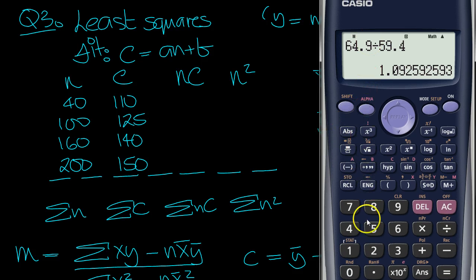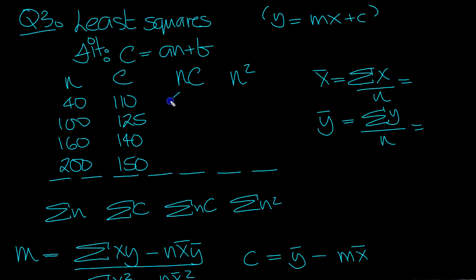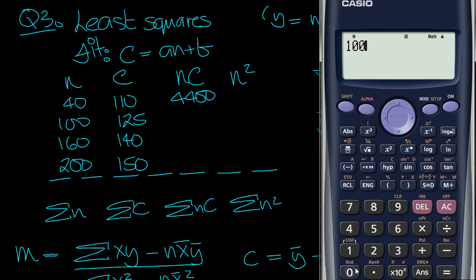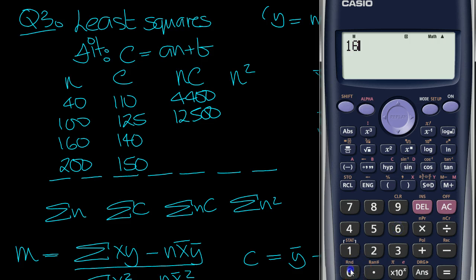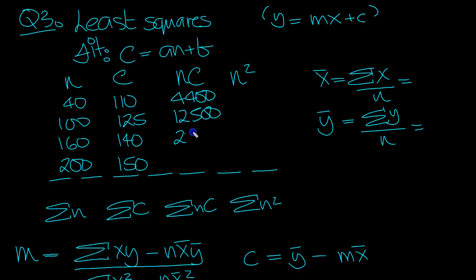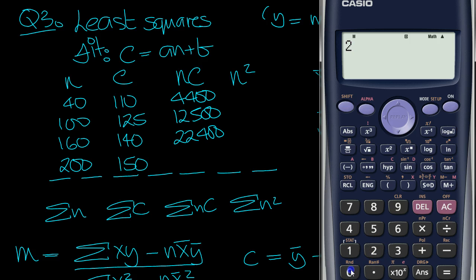Okay, so 40 times 110. Let's put them in. 4400. 100 times 125, 12,500. 160 times 140, 22,400. 200 times 150, which is 30,000.